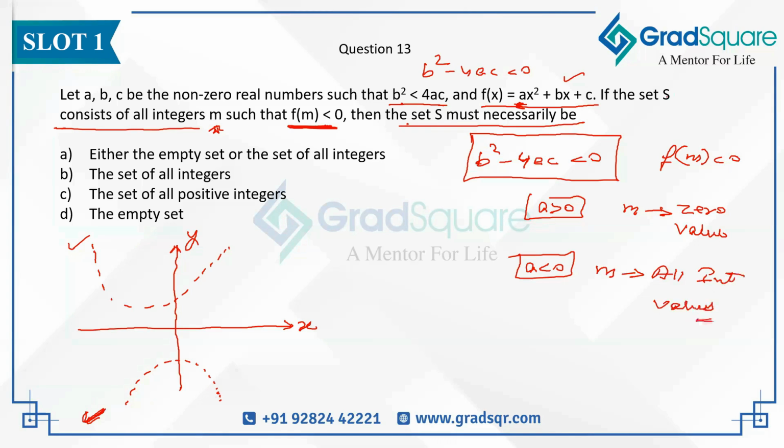Now let's look at the set S. If a is greater than 0, then it is an empty set. If a is less than 0, then it comprises all integer values. So option A says either it is the empty set or the set of all integers. You can actually do this question without putting your pen to the paper, if you really understand how quadratic equations work. What is the implication of the discriminant being less than 0?